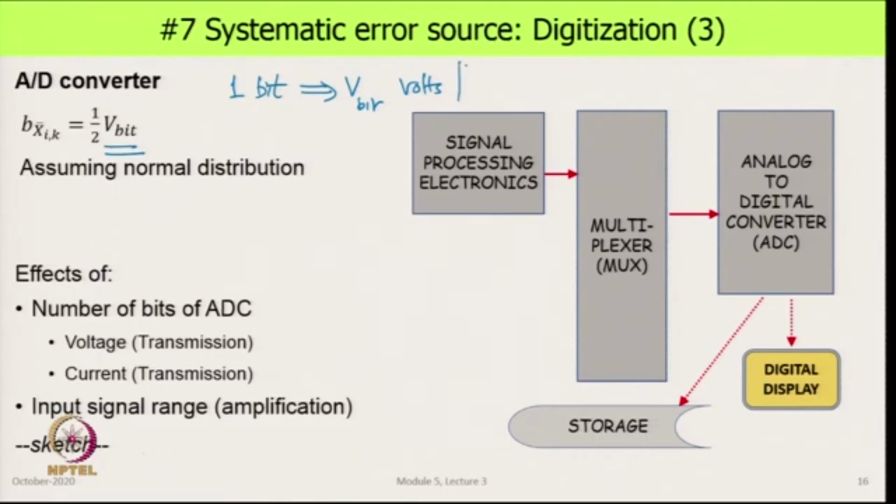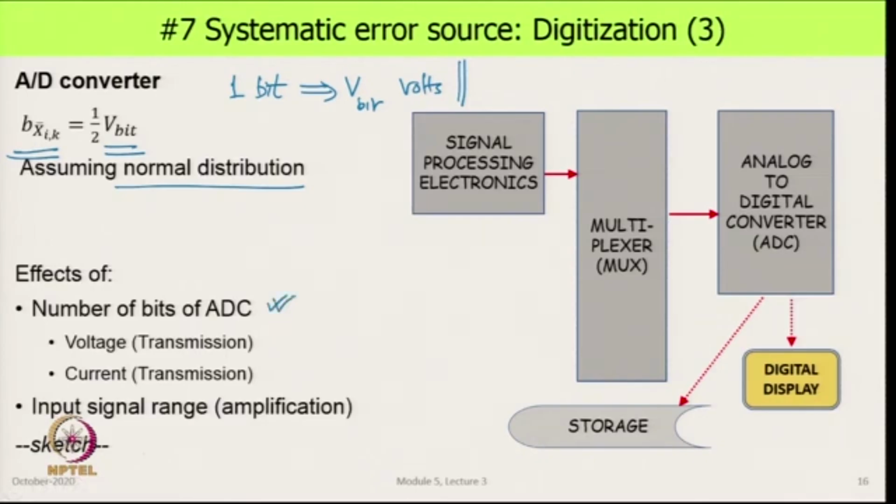So, this is our fundamental thing that we will look at in a minute, but we connect it to the elemental systematic standard uncertainty due to digitization as half the value of this bit. And there we have assumed that we are working with a normal distribution. So, before we go there, a couple of things.